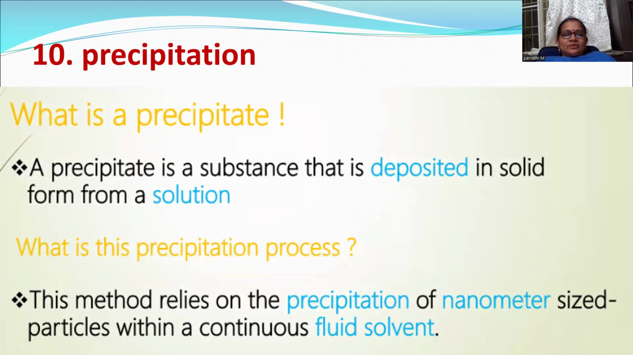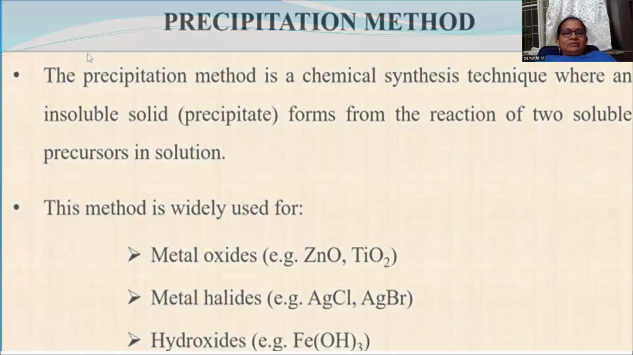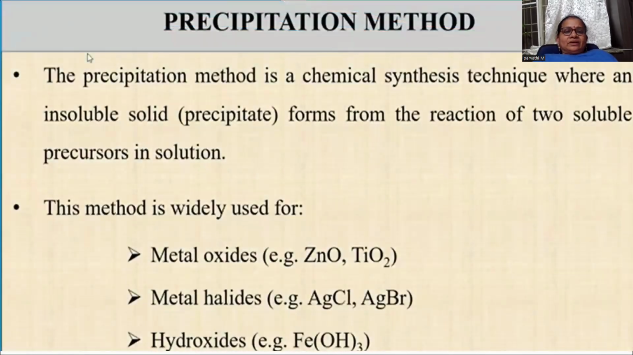So what is a precipitation process? This method relies on precipitation of nanometer-sized particles within a continuous fluid solvent. As an example, it is widely used for metal oxides, metal halides, or hydroxides. So generally, the precipitation method is a chemical synthesis technique where an insoluble solid, that is the precipitate, forms from the reaction of two soluble precursors in solution.